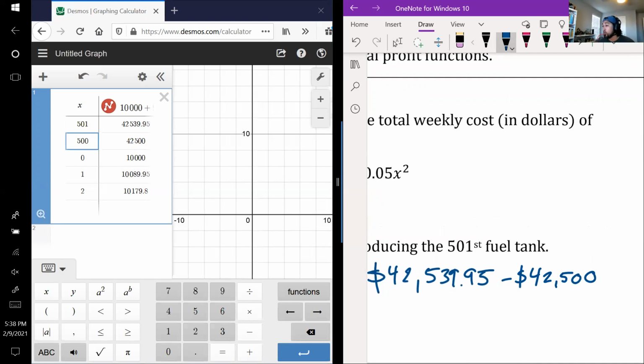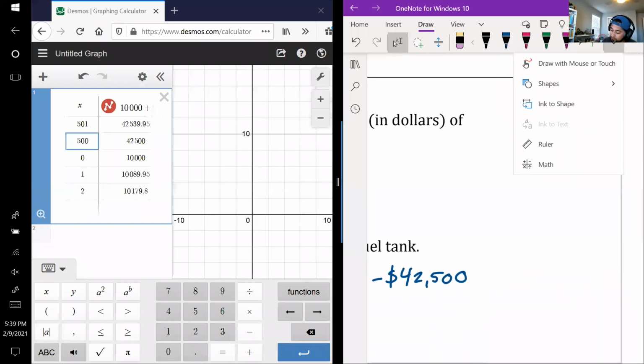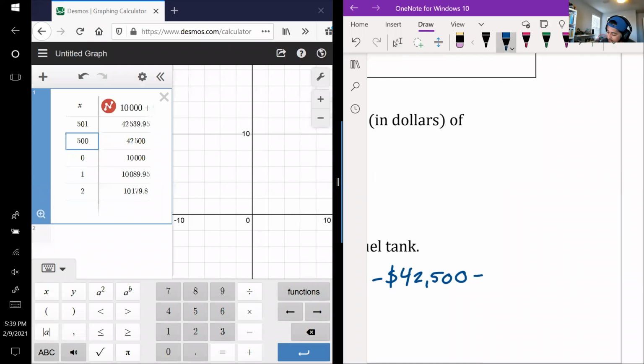Okay, and now all we have to do is subtract these two. This is ugly. One moment. Too ugly. 42,539.95. There we go. And when you subtract 42,539.95 minus 42,500, we are going to get that the exact cost of the 501st item is $39.95.